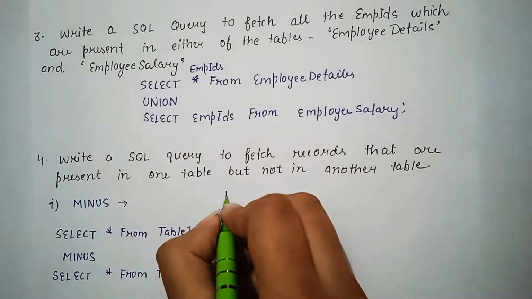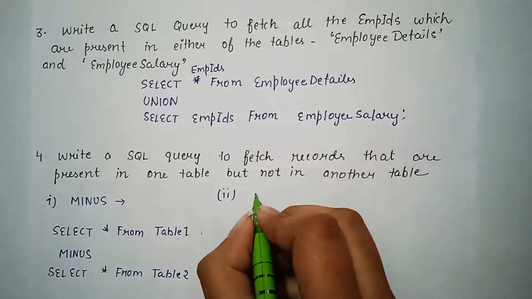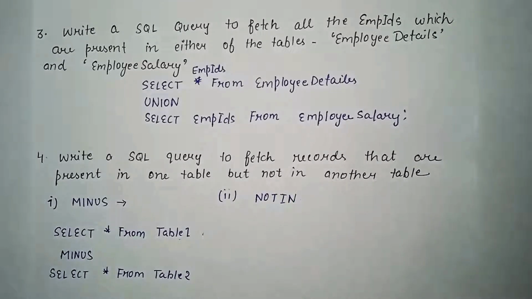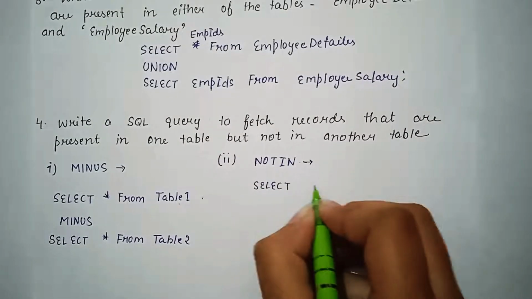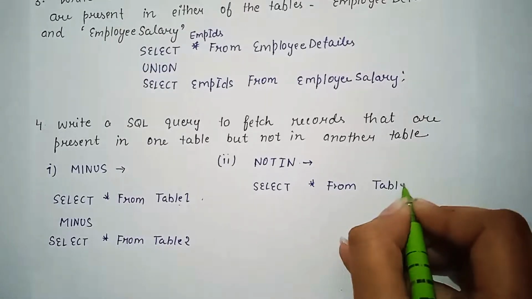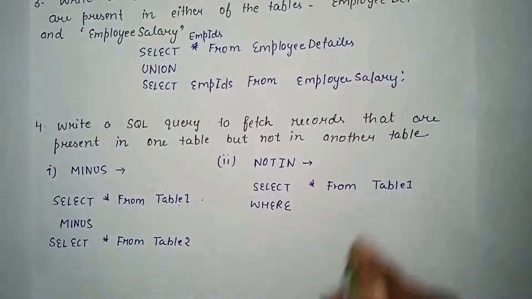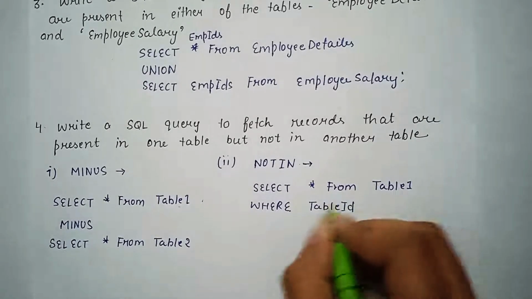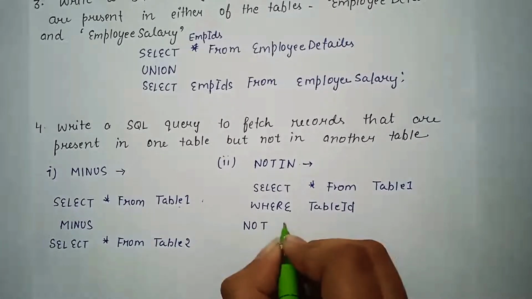Okay, now let's see the second method. The second method in order to solve this query is the use of the not in operator. In this we will make use of subqueries also. Now let's see how we write this query. Select star from, so here is table 1, where, so after this, table ID. Okay, so what is this table ID? It is the ID, the primary key of this table. Okay, where the table ID not in.